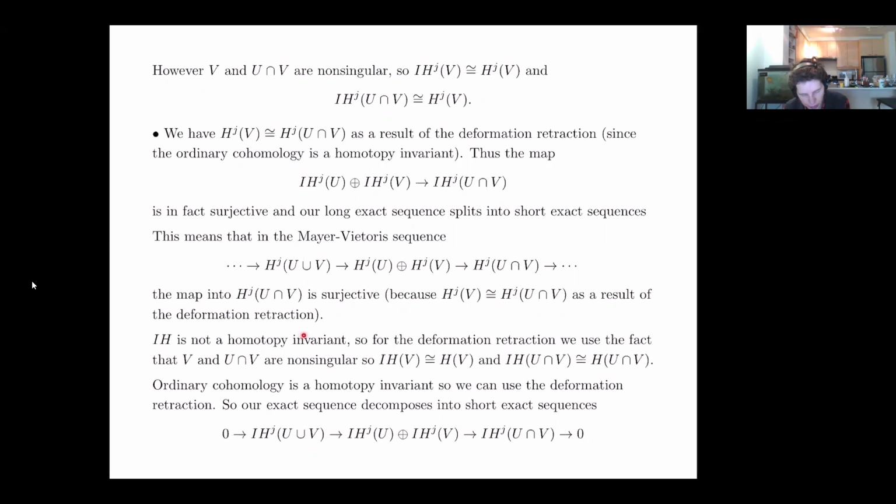So intersection cohomology is not a homotopy invariant. For the deformation retraction, we use the fact that V and U intersect V are non-singular. So the intersection cohomology of V is isomorphic to the ordinary cohomology of V, and the same for U intersect V. The ordinary cohomology is a homotopy invariant, so we can use the deformation retraction.